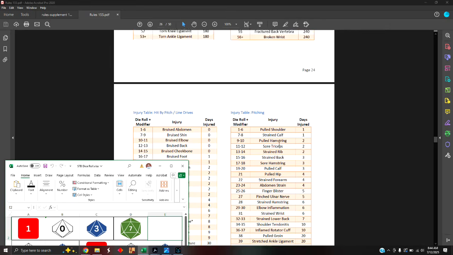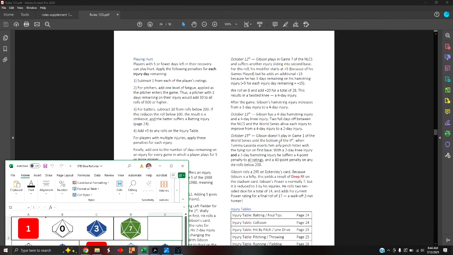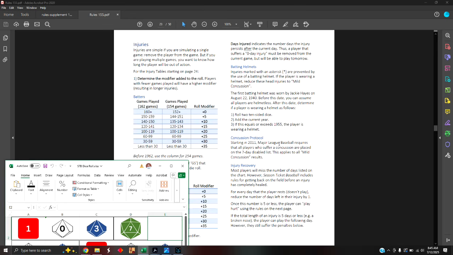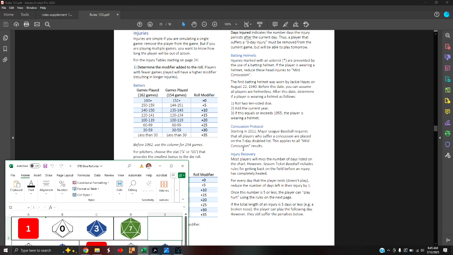Pretty easy. A couple of things to keep in mind that are talked about here is batting helmets. If the injury is marked with an asterisk, then assuming the player was wearing a batting helmet, those injuries are reduced to mild concussion if it's a head injury. Because of the batting helmet, it alleviated the getting hit in the head type of thing.